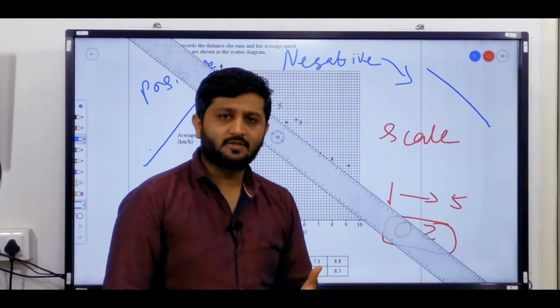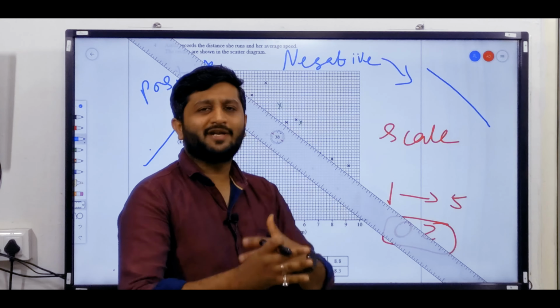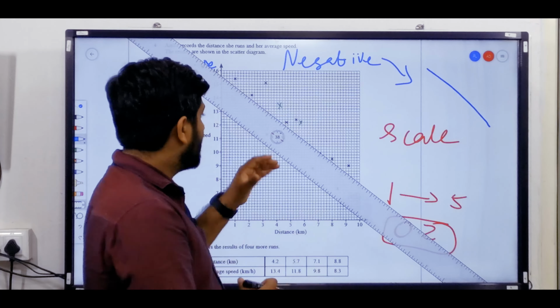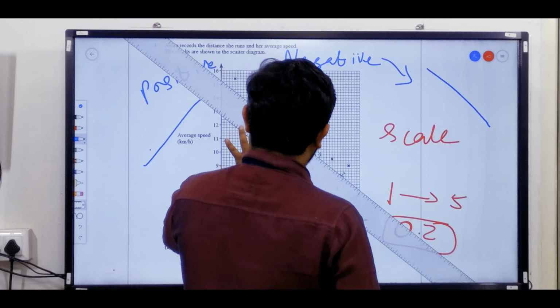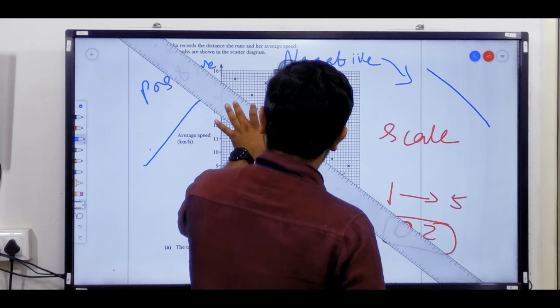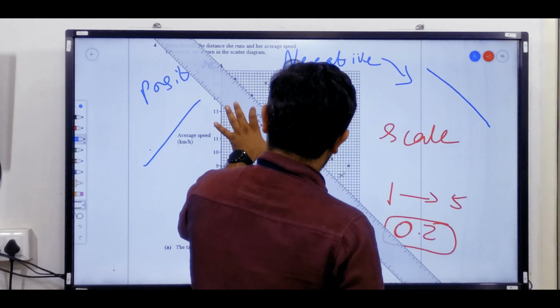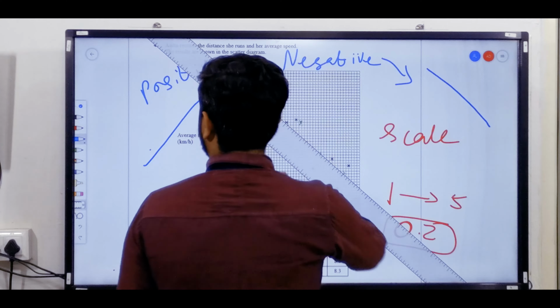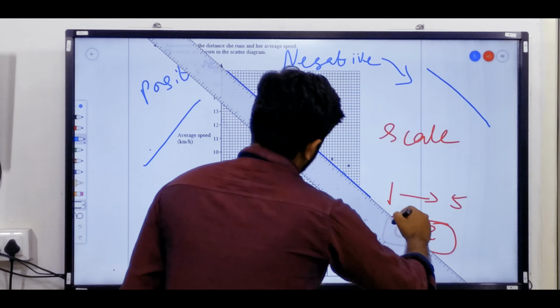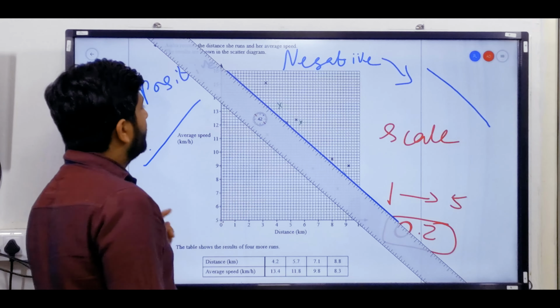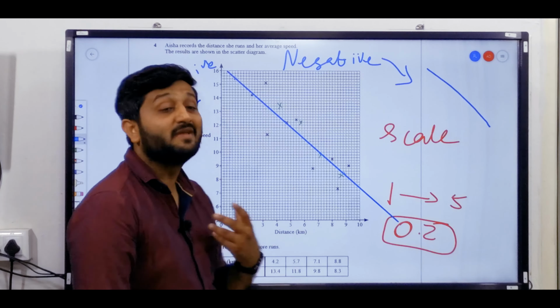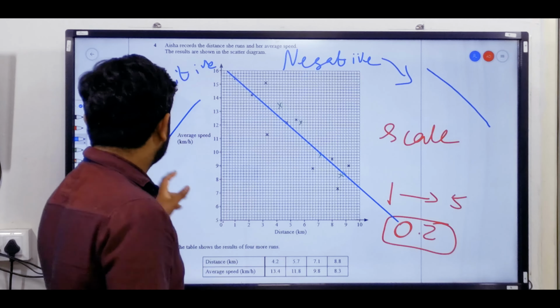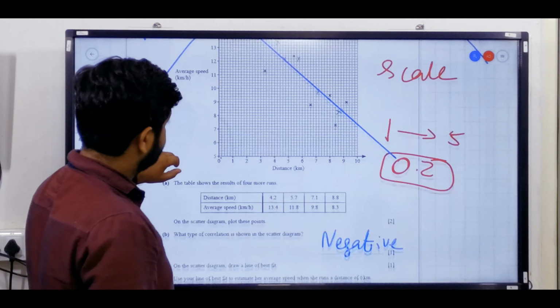Not exactly all these points. It should cover all the points, should be around this line. So let me draw a line of best fit here. Students, my line of best fit and your line of best fit may vary. So please don't worry about that.